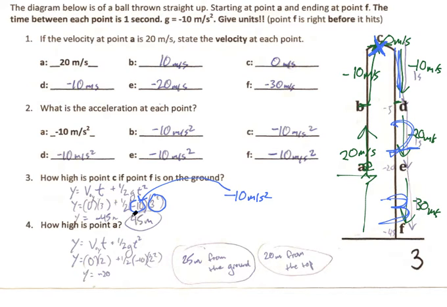So after going through and doing all my math, 3 squared is 9 times negative 10 is negative 90. Half of that's 45. This is 0. Negative 45 plus 0, it leaves me at negative 45. Well, that means I've fallen 45 meters, right? That's what that negative represents. Well, if I fell 45 meters, that means I must have been 45 meters up there to begin with, right? So how high is point C? It's 45 meters above the ground.